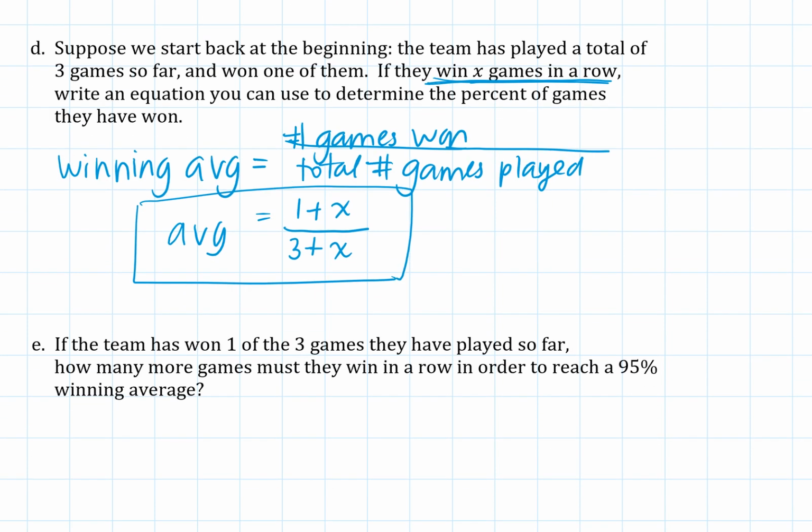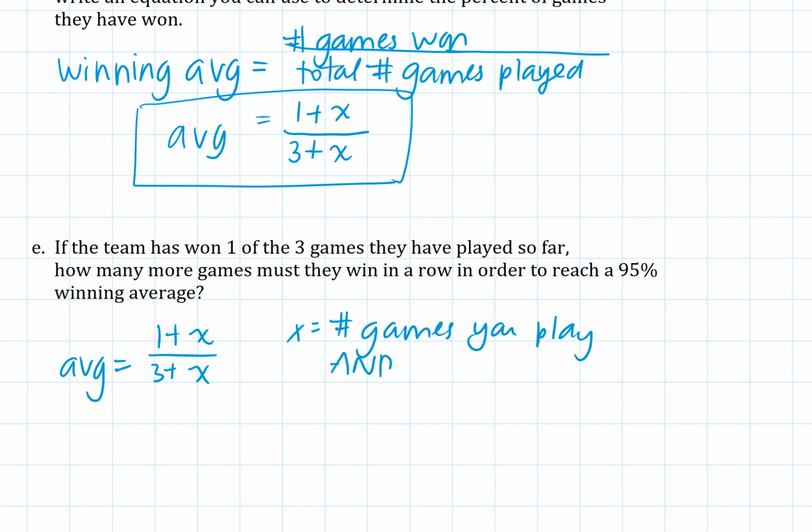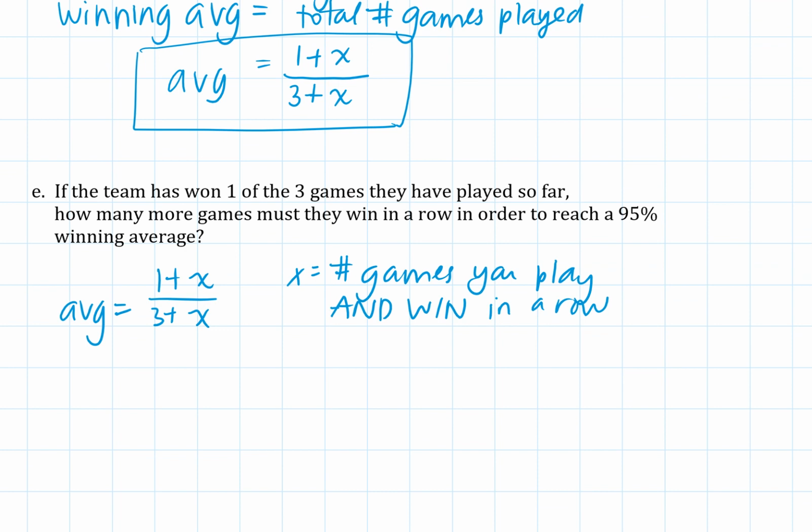If you've won 1 out of 3 games, how many more games must you win in order to reach a 95% winning average? Well, we can say that our winning average will be 1 plus X over 3 plus X, if X is the number of games you play and win in a row. You're on a winning streak. And this time you want your average to be 0.95, so you can either write 0.95 or say that's 95 out of 100. Take your pick, either way is fine. I will actually use 0.95 because that's nice, it's just over 1. You'll see why I think that's nice in just a second.